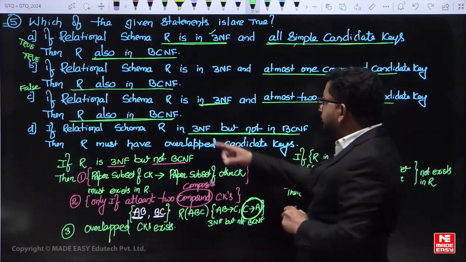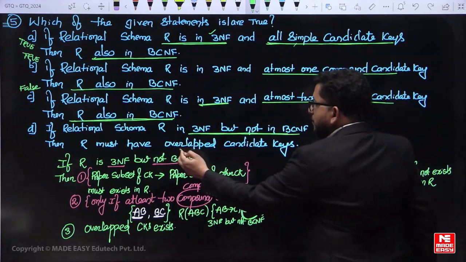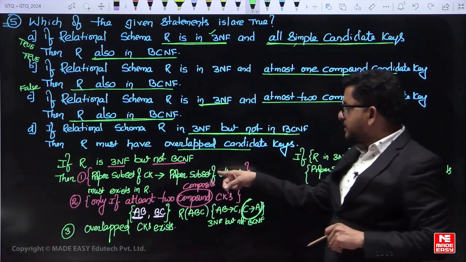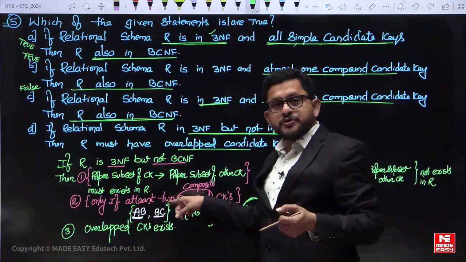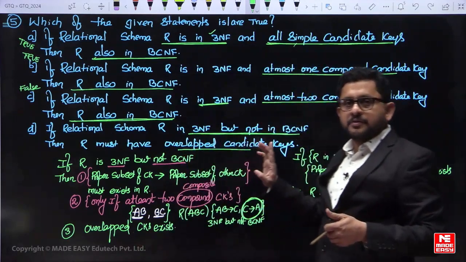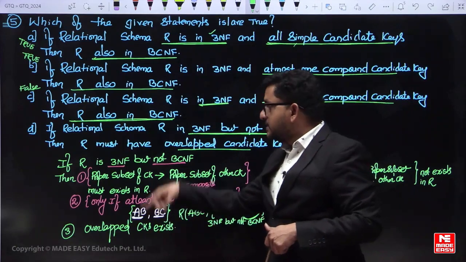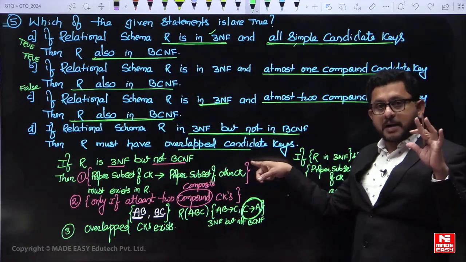So 3NF but not BCNF, then the relation must have overlapped candidate keys also. Because a proper subset of a key determining a proper subset of another key is only possible with two composite keys which are overlapped. But two composite keys being overlapped doesn't mean that a proper subset of a key determining a proper subset of another key is mandatory.